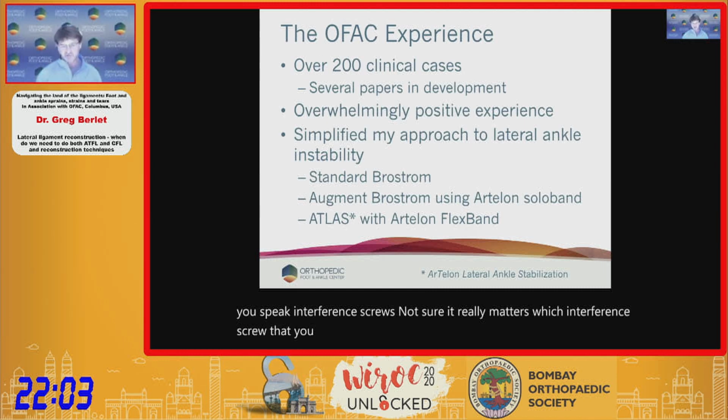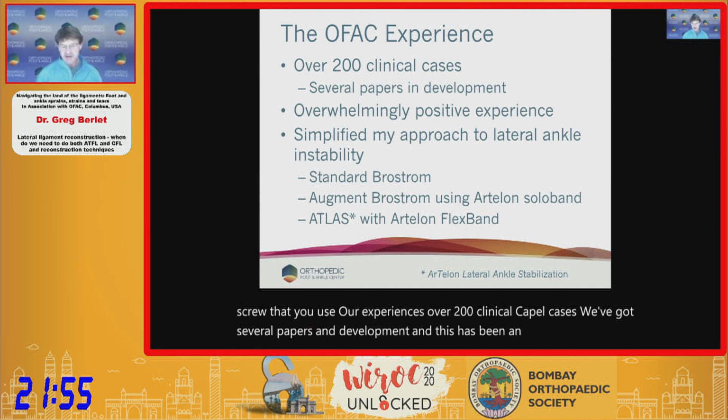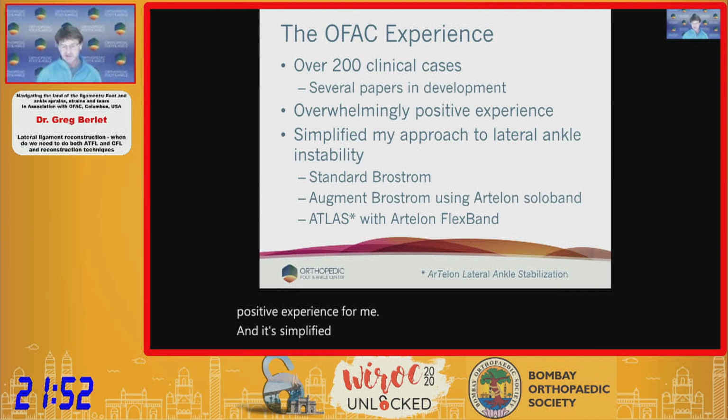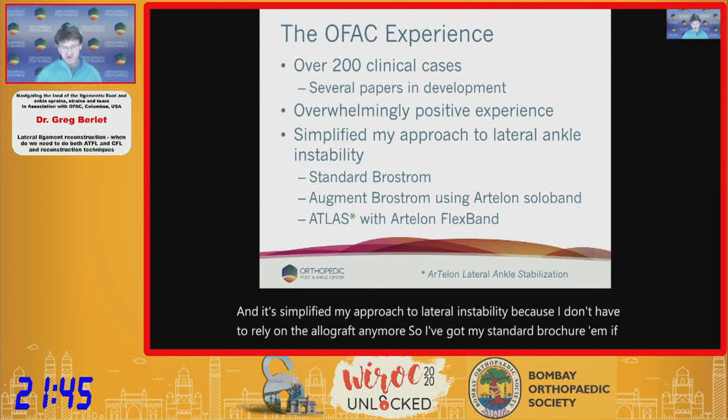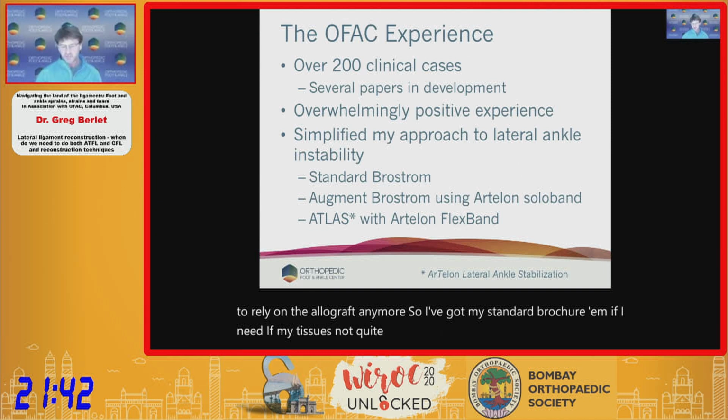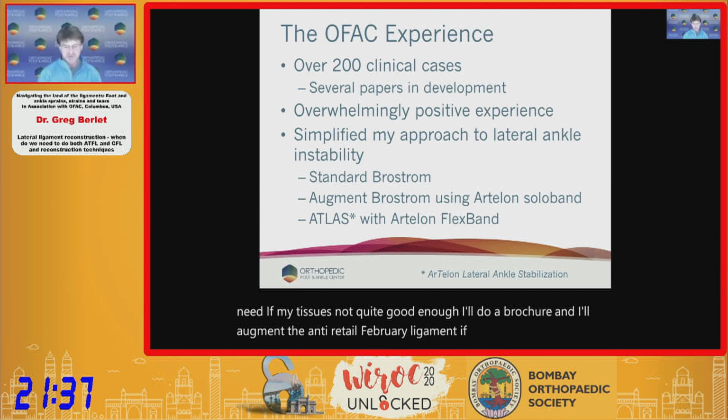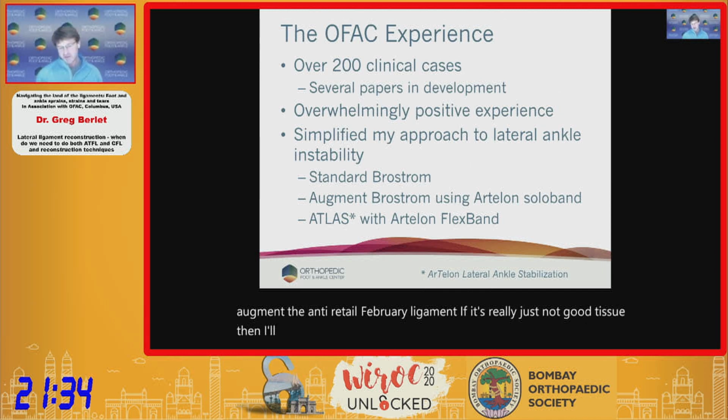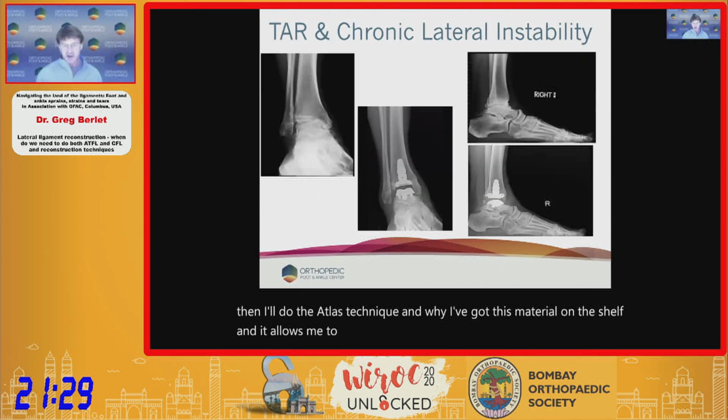Our experience is over 200 clinical cases. We've got several papers in development, and this has been an overwhelmingly positive experience for me. And it's simplified my approach to lateral instability because I don't have to rely on the allograft anymore. So I've got my standard Brostrom. If my tissue's not quite good enough, I'll do a Brostrom and I'll augment the anterior talofibular ligament. If it's really just not good tissue, then I'll do the Atlas technique. And I've got this material on the shelf, and it allows me to really play it out at the day of surgery.